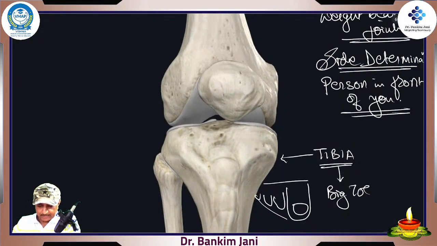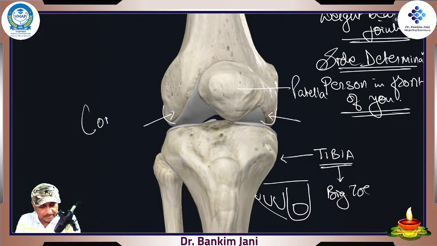Let's see some important parts. This one is the patella, correct? Now, one more new word. This is called the condyle. See the curve, the big, graceful curve, this one and this one. That is called the condyle. So here also it is a condyle.